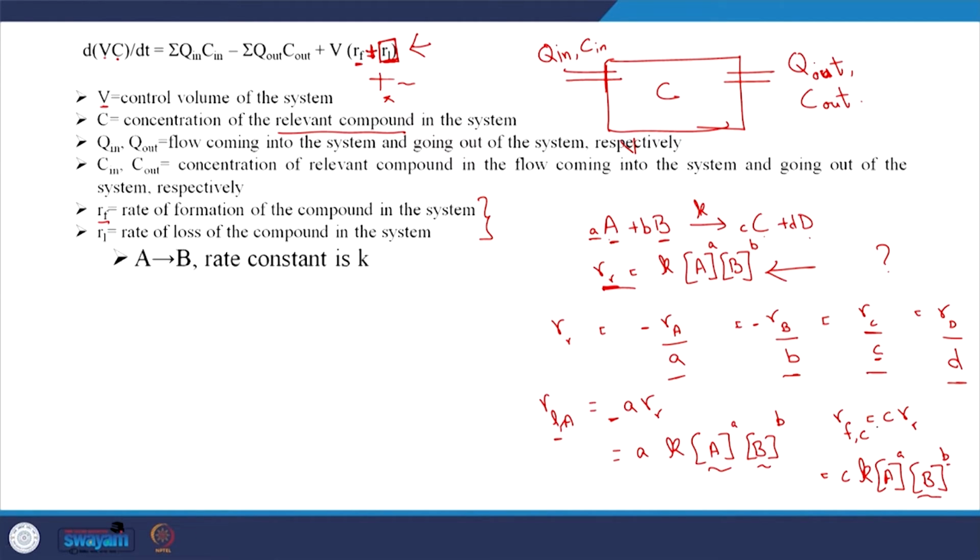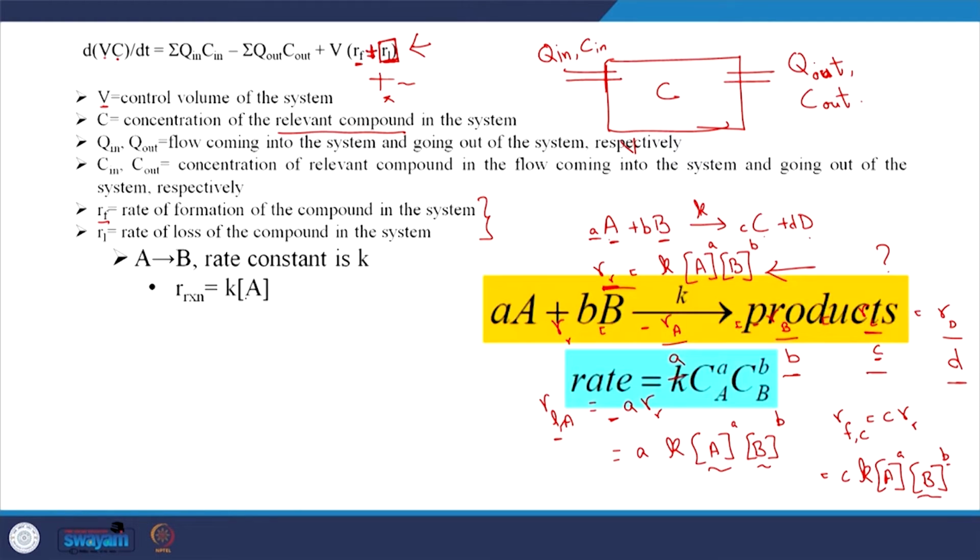So, what do we have? I guess we have more or less a review of what we just discussed. A goes to B, the rate constant is K, and the rate of the reaction is the rate constant K times the concentration of the reactants, which is A.